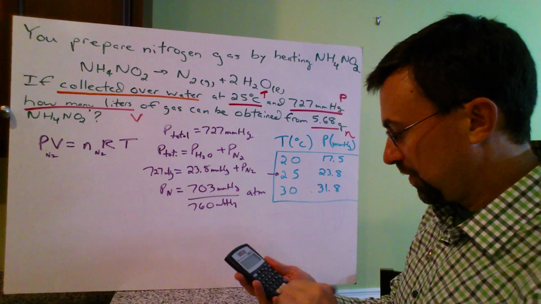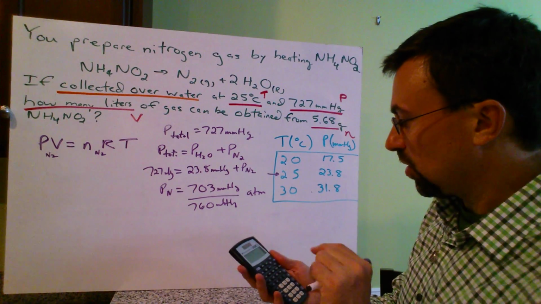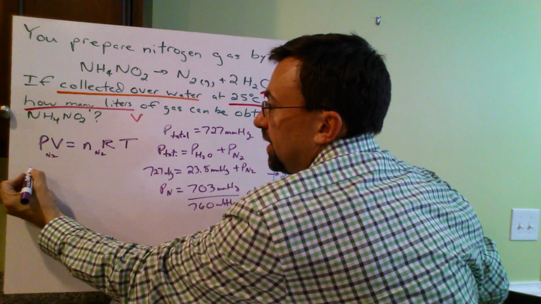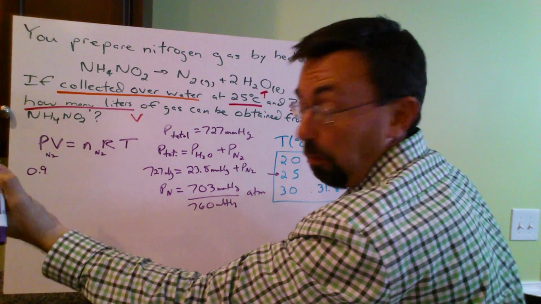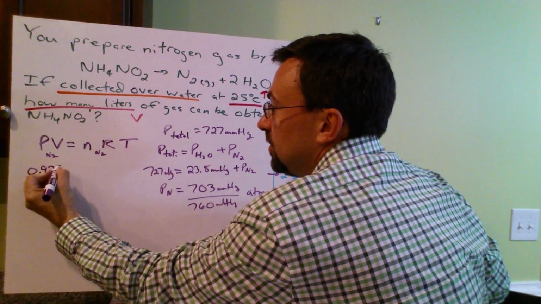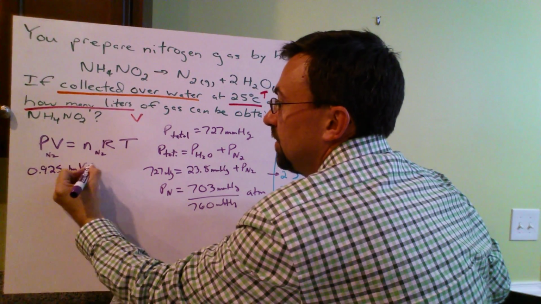And if it makes any of you feel better, I just did this calculation wrong, and I'm redoing it now to get it right for you guys on the video. 0.925 atm. We're solving for V.